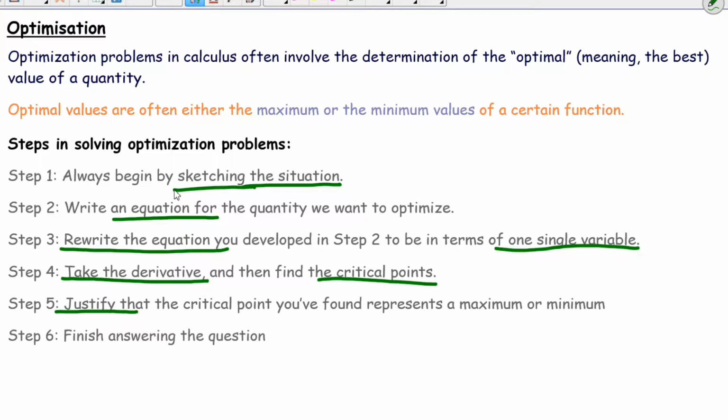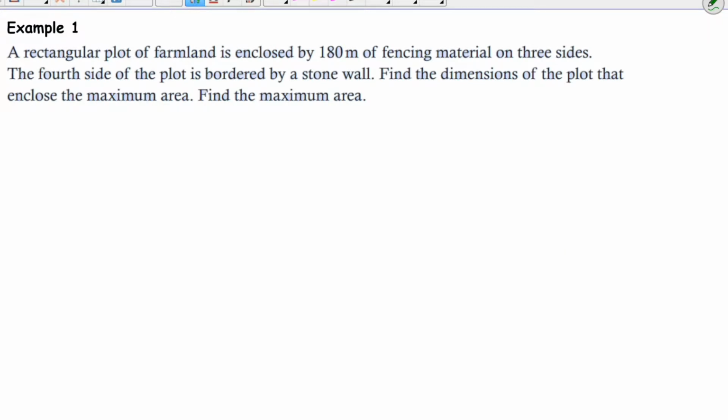How do you do that? By using the second derivative. And then step 6, you just finish off the question. So I'll look at a problem here and take you through those steps.